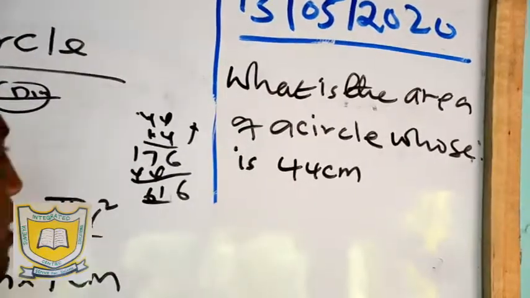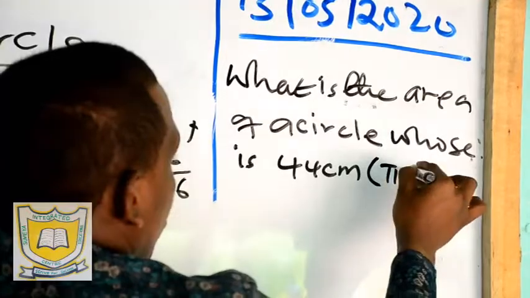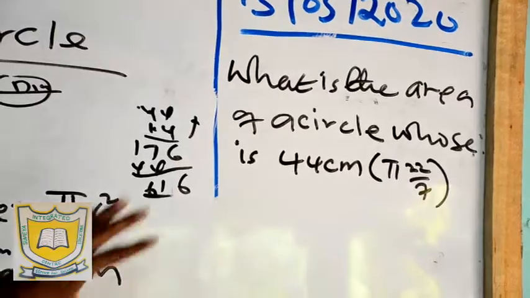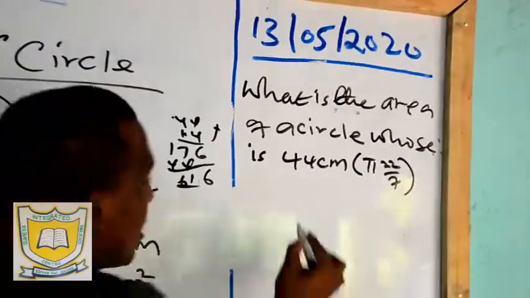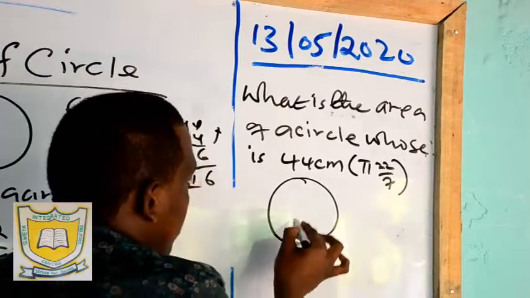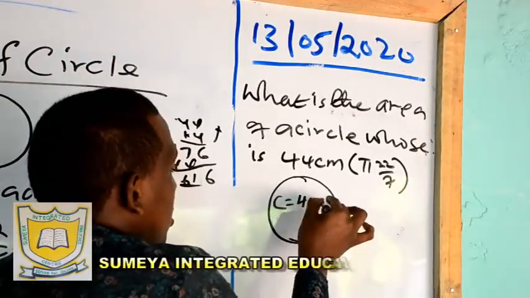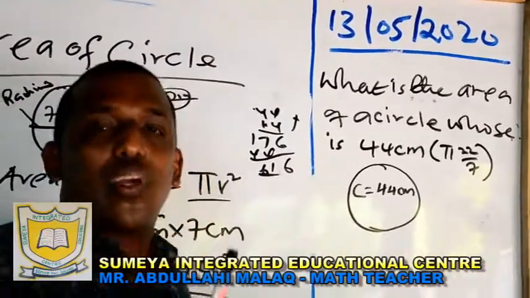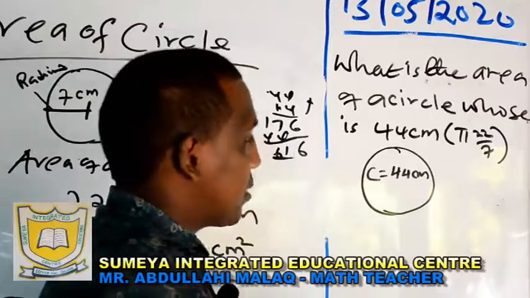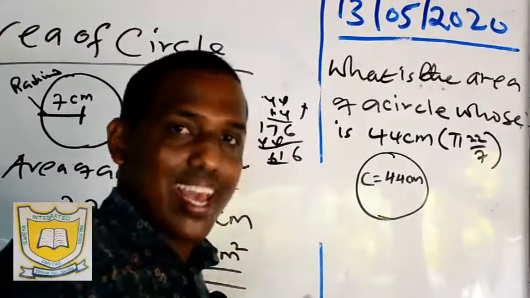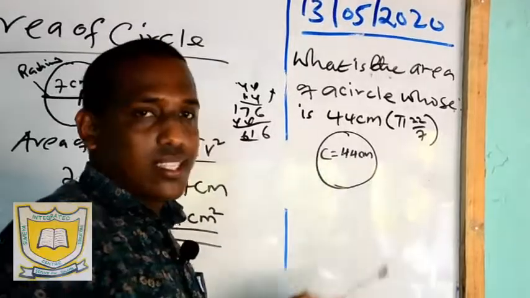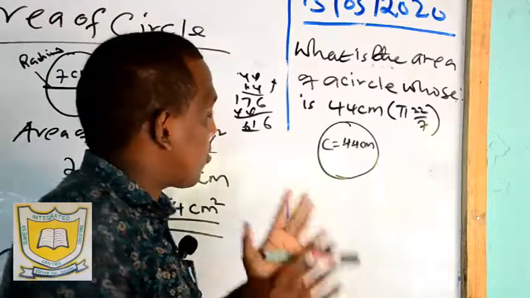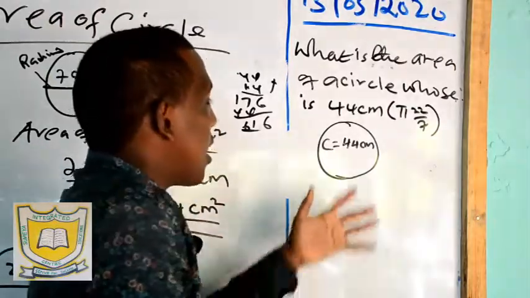Now, let us take pi as 22/7. Now they want us to get the area. We are given the circumference now. This is the circle. Circumference is 44 centimeter. Now they want us to get the area. We cannot get the area of this figure unless we get the radius or the diameter, because we are given the circumference. When I'm given the circumference and I want to get the area, the first thing I do, I have to look for the radius.